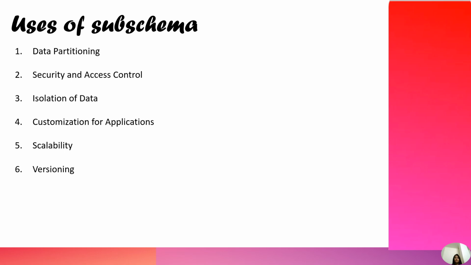Isolation of data. Subschemas may isolate data, particularly in multi-tenant or multi-application environments, where different entities can operate within their designated subschema without affecting or accessing data from other schemas. Customization for application. Applications with specific data requirements can have their own subschema tailored to their needs. This allows for customization without affecting the overall database structure.